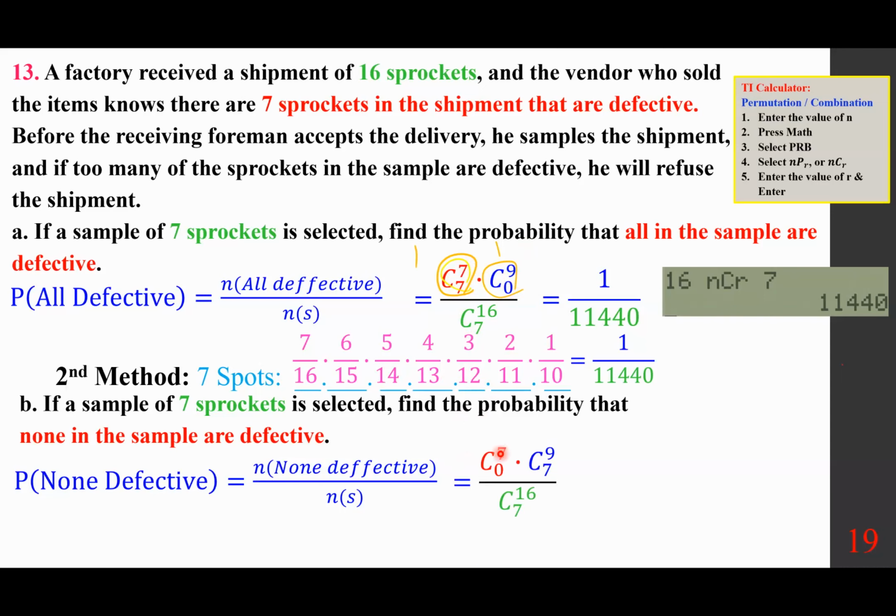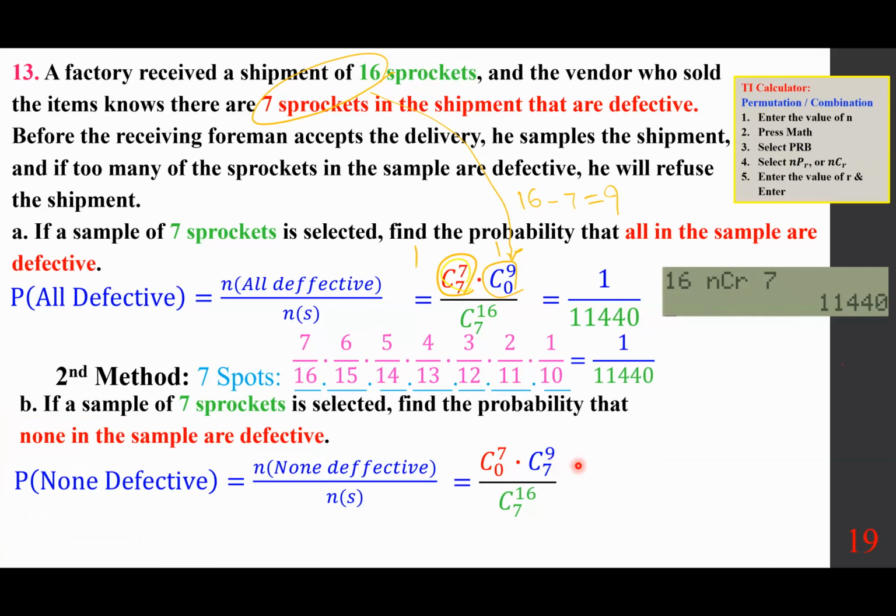So how many defects? We don't want any. Combination of 7, choose 0. How many non-defects? All of them. So how many are left? 9 are left from the 9. So I want to make sure we understand that. 16 minus 7 is 9. That's how we get that number.